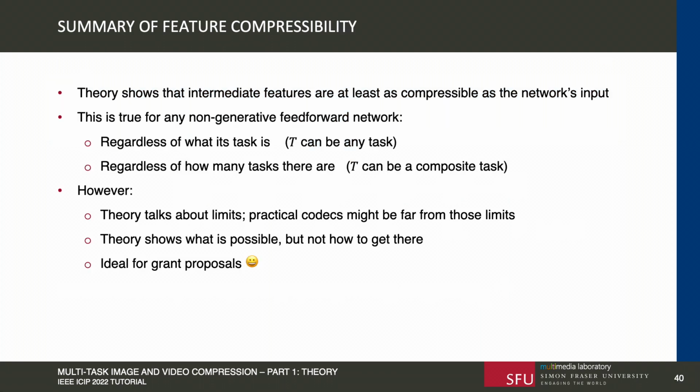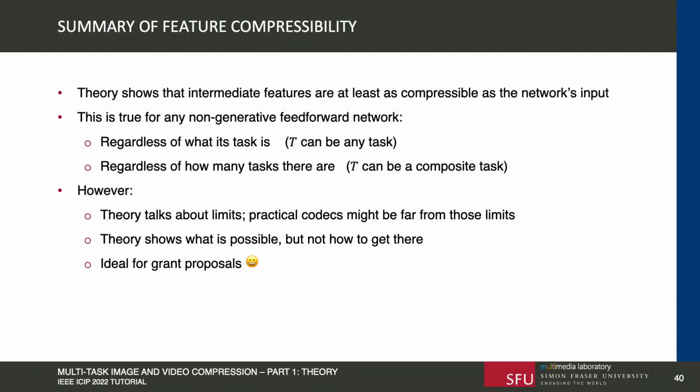So let's summarize what we've talked about so far. Theory shows that intermediate features in a non-generative neural network are at least as compressible as the network's input, both in terms of lossy and lossless compression. That's true for any non-generative network. In other words, any network that doesn't introduce new randomness inside the network by sampling from some random distributions. And that includes many of the popular state-of-the-art computer vision networks and other networks.